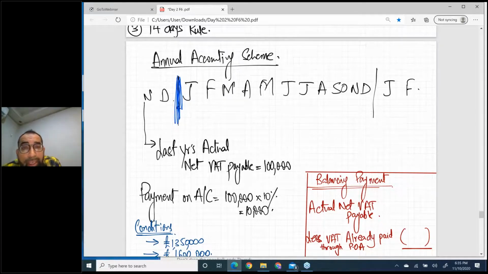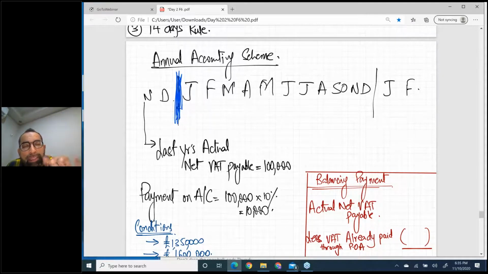In exams, maybe they give you a different date: Feb, March, April, any date. In my example, I joined the scheme on 1st of January. So what you have to do in this scheme, when you join this scheme, you have to pay VAT through POA, payment on account.